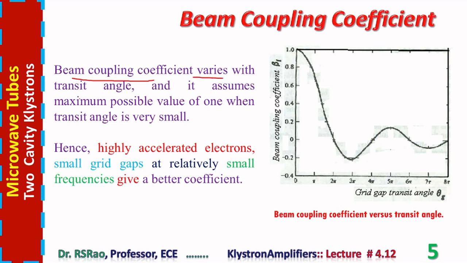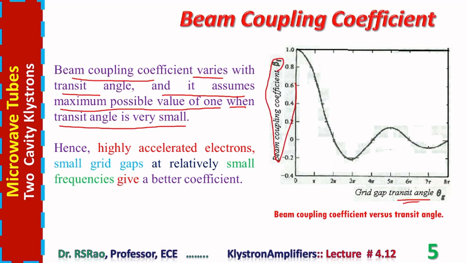The beam coupling quotient varies with transit angle and it assumes the maximum possible value of 1 when the transit angle is very small. The relation between beta, the beam coupling quotient, and transit angle theta g is shown here. It is 1. Interaction between them is maximum when the transit angle is 0. Transit time is negligibly small. So the conclusion is that highly accelerated electrons and small grid gaps at relatively small frequencies give a better quotient. We want the interaction to be more. Therefore, the acceleration given to the electron beam must be large and the grid gap should be as small as possible.